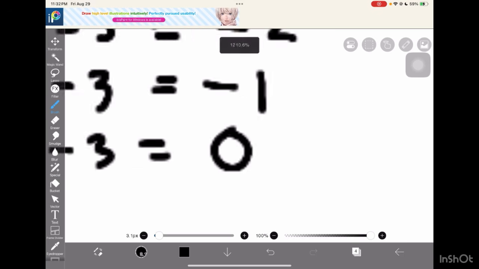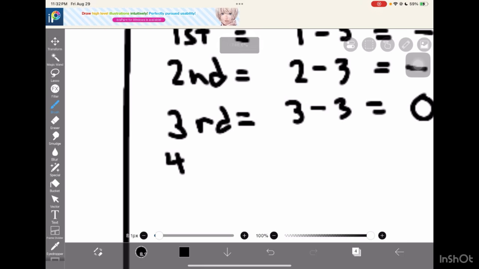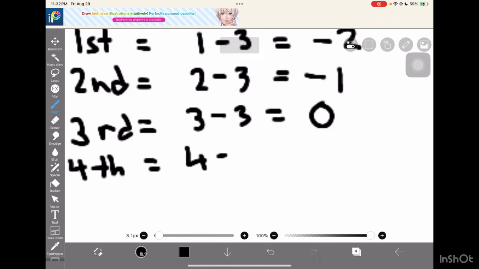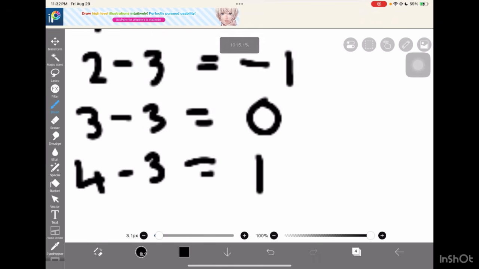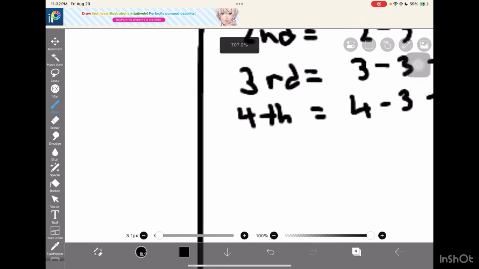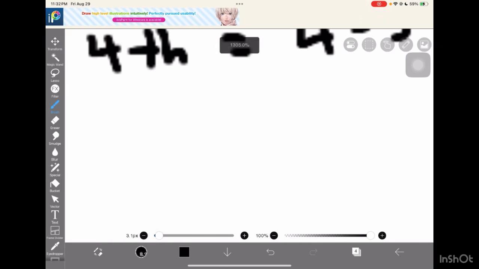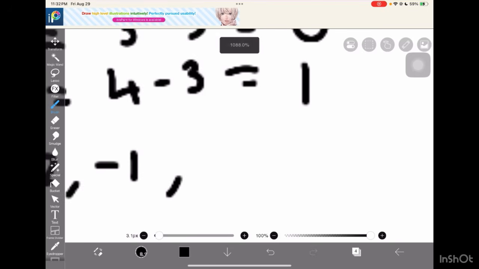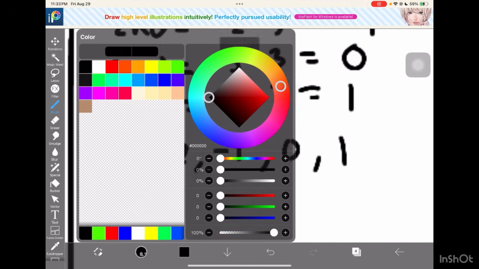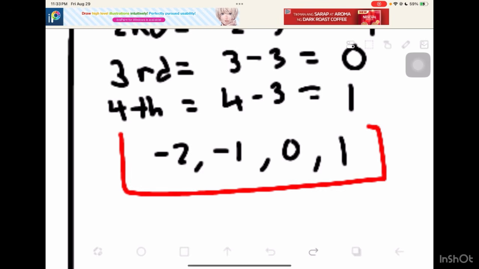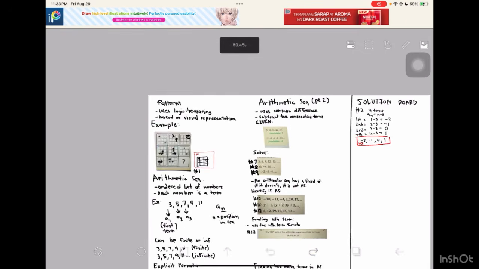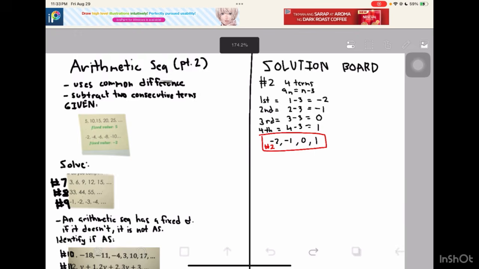which is 0. And the fourth term is equal to 4 minus 3, which is 1. So our answer for number 2 is negative 2, negative 1, 0, and 1. I'll box this and label it as number 2. All of these will be boxed.